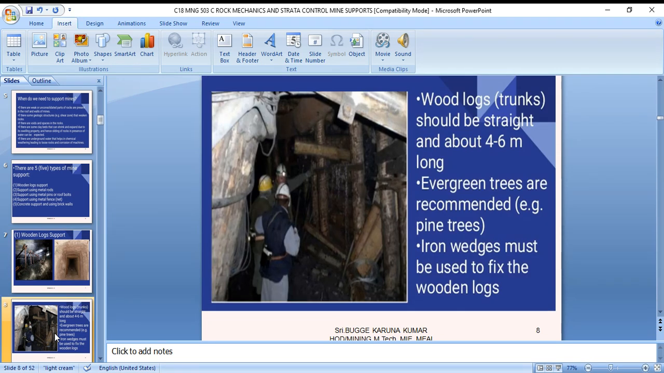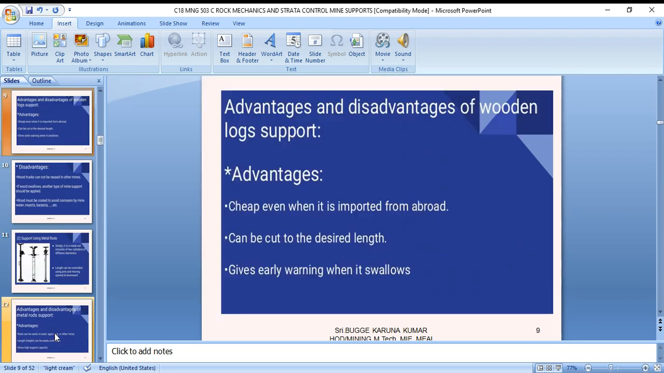Wood logs, trunks should be straight and about 4 to 6 meters long. Evergreen trees such as pine are recommended. Iron wedges must be used to fix the wooden logs. This is wooden logs. Most of the metal mines use this type of wooden log.